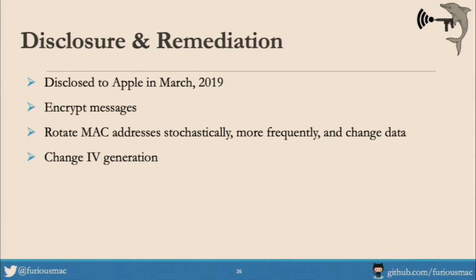We recommended that they encrypt messages, because a lot of the messages are being sent between devices linked to the same iCloud, so they should already have some shared key, so you should be able to encrypt them. We also recommended that they rotate MAC addresses stochastically and more frequently, and that when they do rotate MAC addresses, they actually change the data in the advertisement frame at the same time as the MAC address change. And then we also recommended that they change the way they generate the IV so it can't be used to track users.